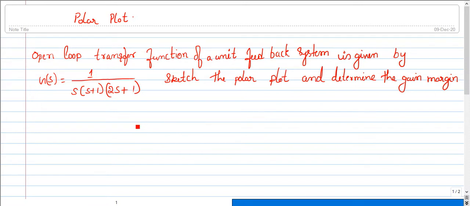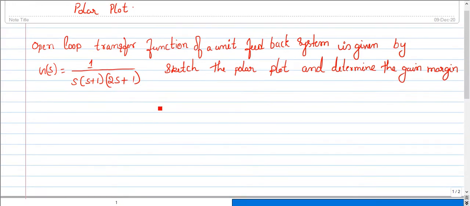Open loop transfer function of a unit feedback system is given by G of s is equal to 1 by s into (s plus 1) into (2s plus 1). Sketch the polar plot and determine the gain margin as well as the phase margin. So these two we need to identify.